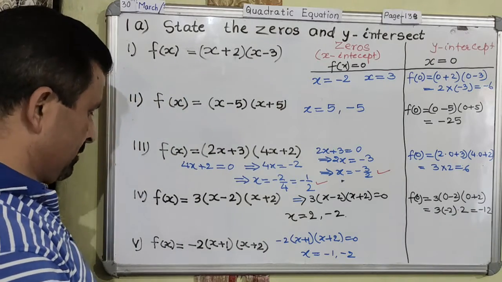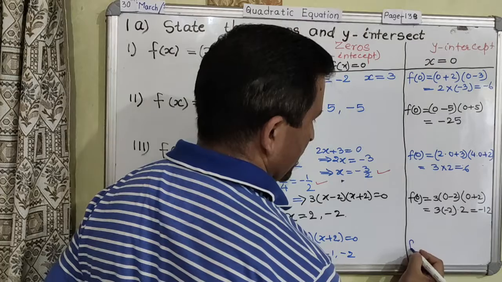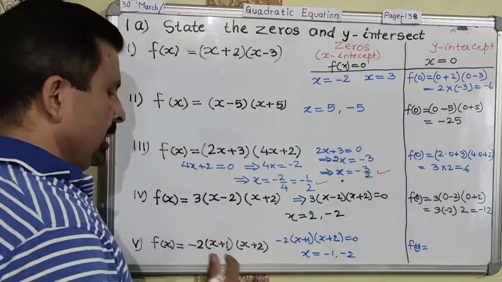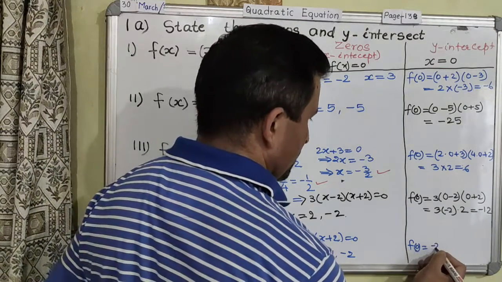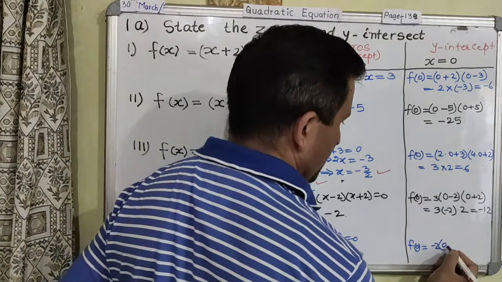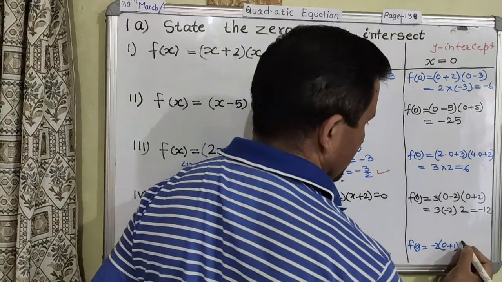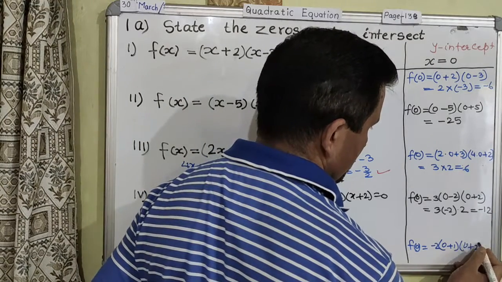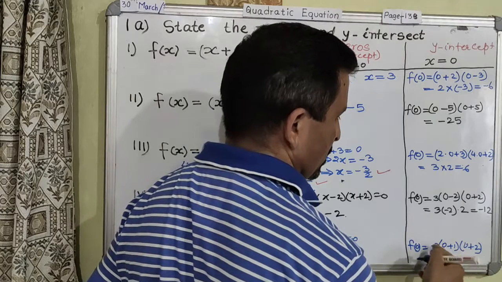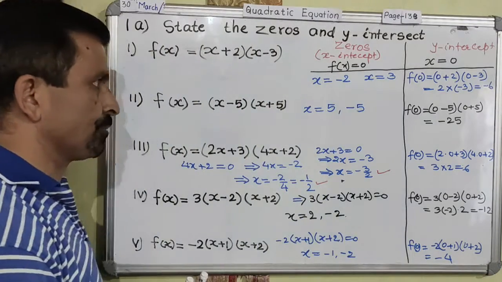Now the last, fifth function. For this also we will calculate the y-intercept. f(0) is equal to minus 2 into (0 plus 1) into (0 plus 2). Now 0 plus 1 is 1, 0 plus 2 is 2. So 2 into 2 is 4. Minus 4. This is your final answer.